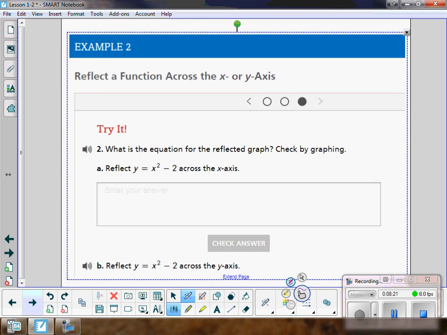Let's go ahead and do the try-its. Let's go with example 2, and we'll discuss the next time we see each other in class.